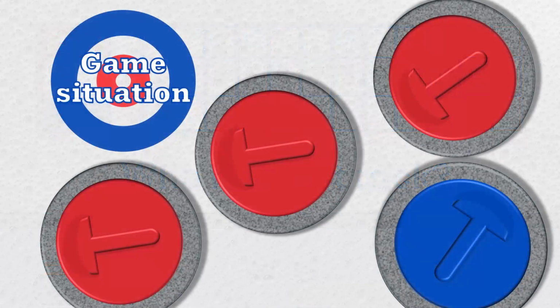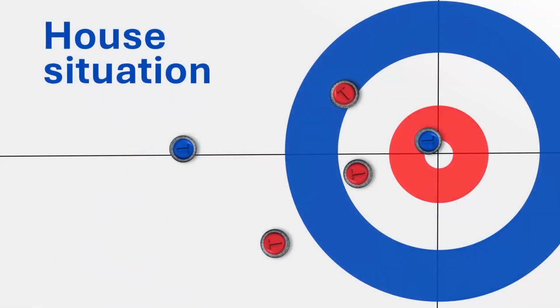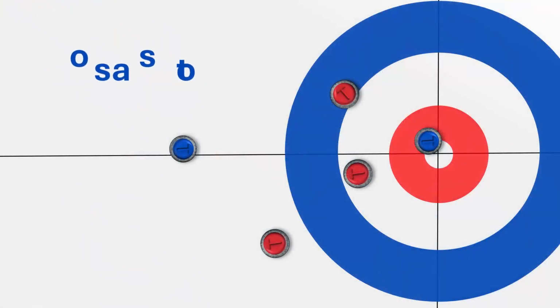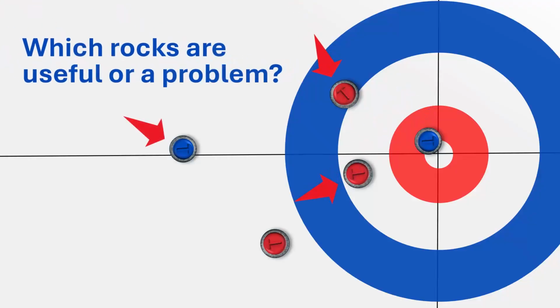Step 2. House situation. Think about which rocks you can use to your advantage and which rocks are causing a problem. For example, are there rocks we can draw behind or tap up into the rings? Is there a guard stone in front of the shot stone?